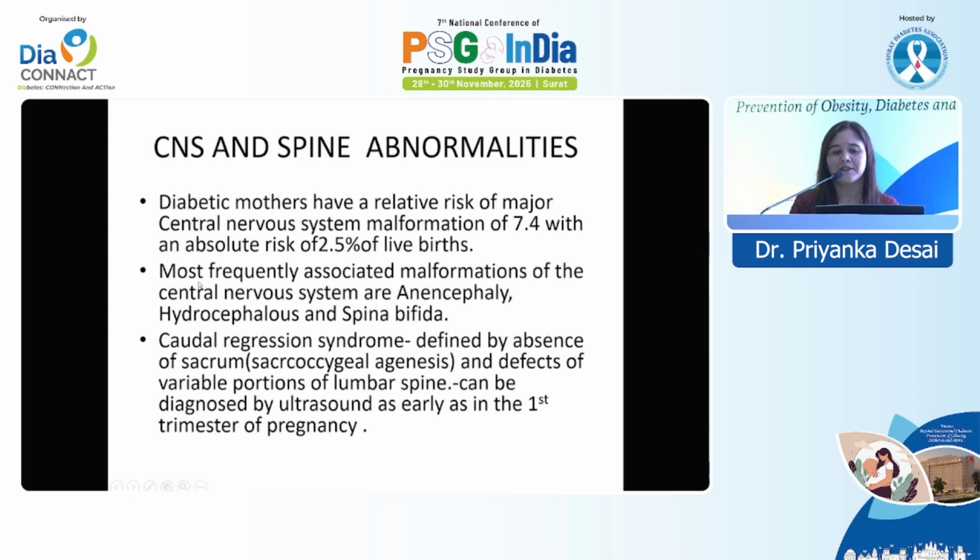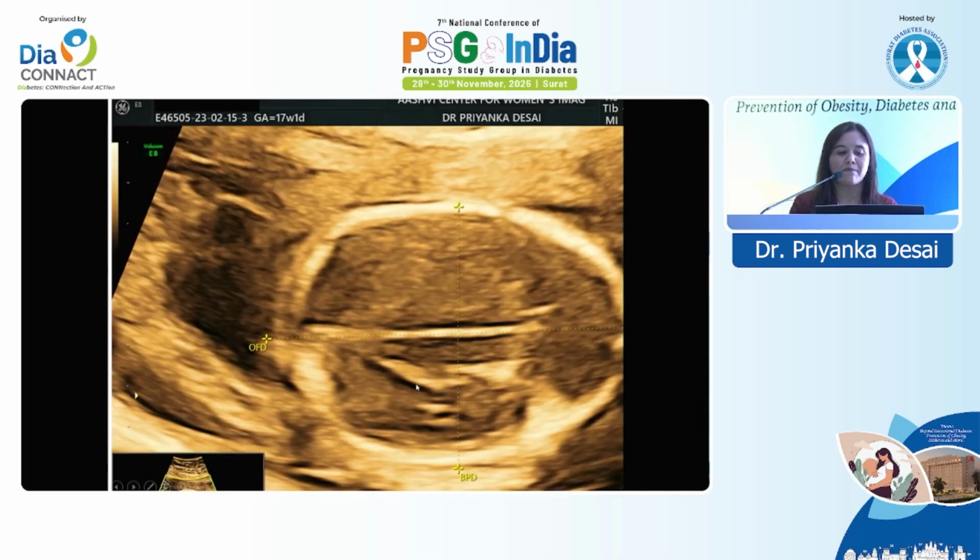Moving on to CNS and spine malformation. So diabetic mothers have a relative risk of major CNS malformation of 7.4 with an absolute risk of 2.5% of live births. Most frequently associated malformations are anencephaly, hydrocephalus and spina bifida. Caudal regression syndrome. What is caudal regression? It's defined by absence of sacrum, that is sacrococcygeal agenesis, and defects of variable portions of lumbar spine.